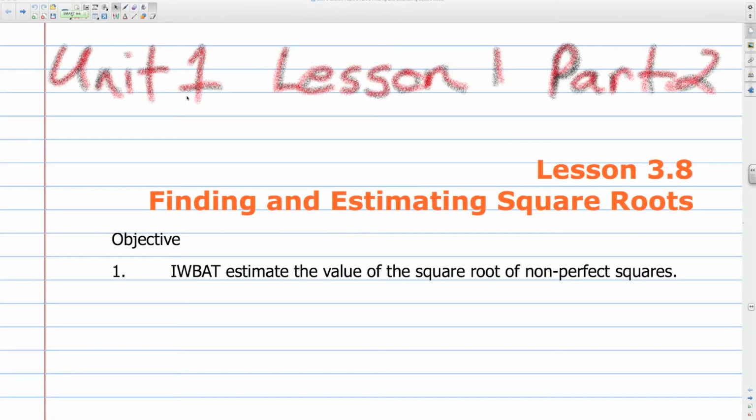Welcome to Unit 1, Lesson 1, Part 2. This comes from Pearson, copyright 2009, Algebra 1, Lesson 3.8, Finding and Estimating Square Roots. The objective today is I will be able to estimate the value of a square root of non-perfect squares. I'm Mr. Pilarski and I'm your teacher this year. Let's get this math video started.